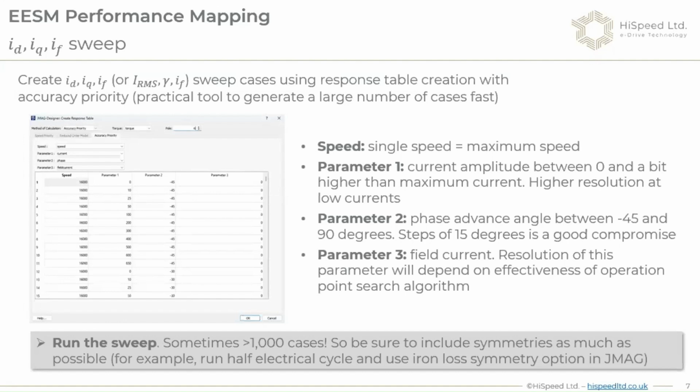So this is the method that we use to create the cases. Usually, depending on how accurate we want it to be, it can be anywhere between 500 and 1,500 cases, depending on how accurate we want the final efficiency map to be.